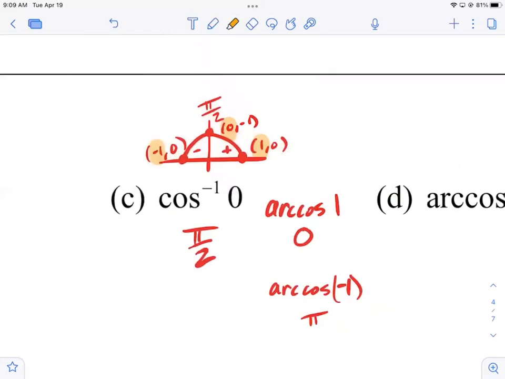Yeah, no big deal. So inverse cosine of 0 is pi halves. Why not 3 pi halves? Isn't cosine of 3 pi halves also 0? Yeah. But 3 pi halves is not in the PVR, right?